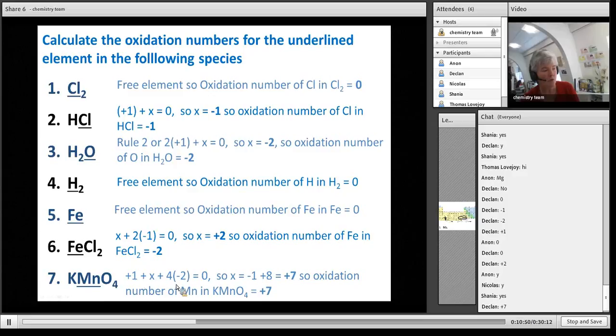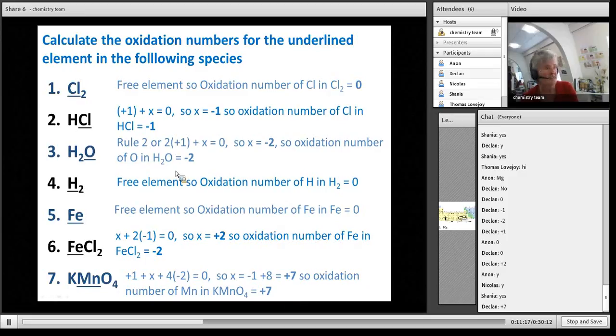I've got 4 oxygens. Now rule number 2, oxygen in a compound is -2. So if I solve this, I've got +1 plus X minus 8 is equal to 0. That's from rule number 5. So solving for X, you should get +7. Okay, notice I've said the oxidation number of manganese in the species potassium permanganate is +7.